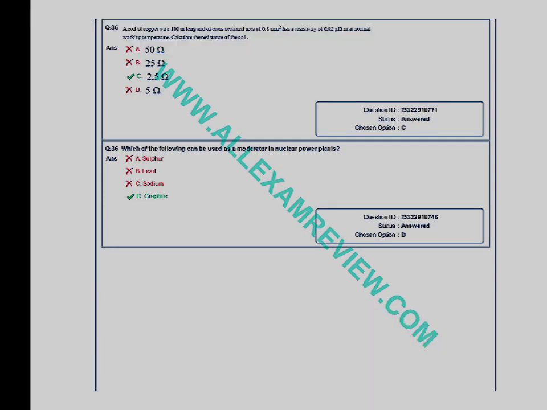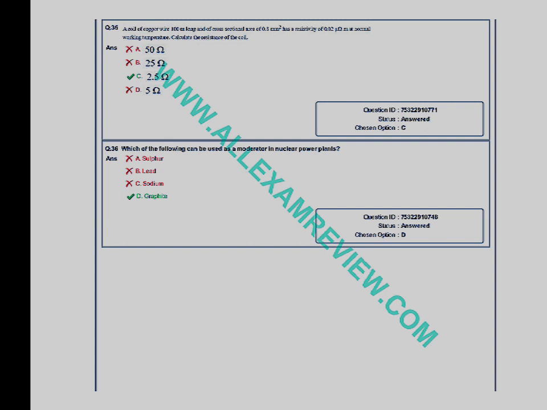A coil of copper wire 100 meter long and cross section area 0.8 mm square has a resistivity 0.02 micro ohm meter at normal working temperature. Calculate the resistance of the coil. It is an easy one. Answer is 2.5. You solve them.